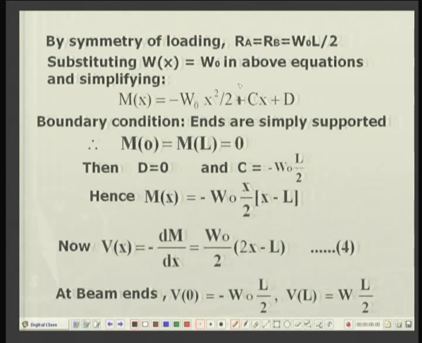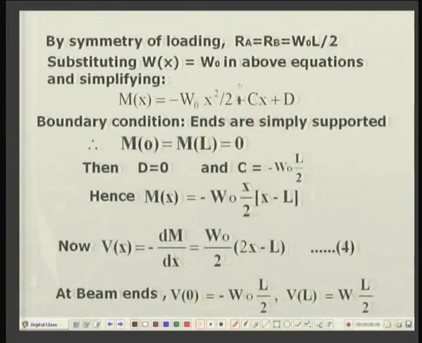What are the boundary conditions? Both ends are simply supported, they cannot sustain any moment. Therefore, the moment at x equal to 0 as well as x equal to L has to be equal to 0, because if there is a non-zero moment, it will cause the rigid body rotation of the beam. So, first I put x equal to 0, this term will be 0, this term will be 0. So, D must be equal to 0.